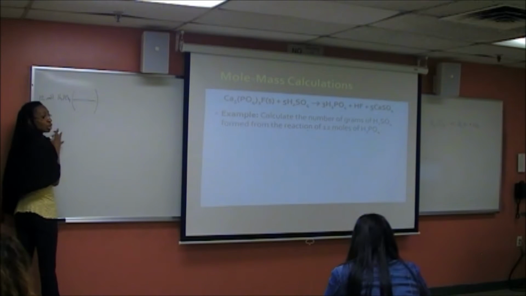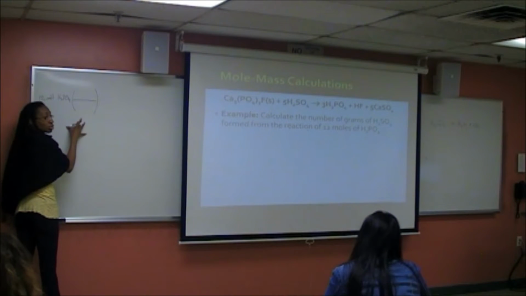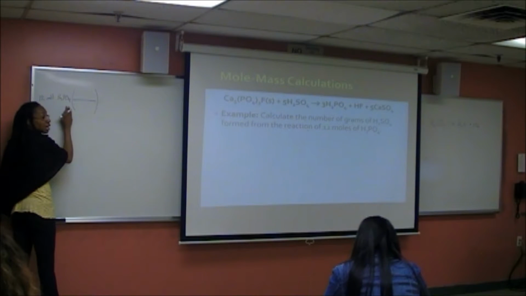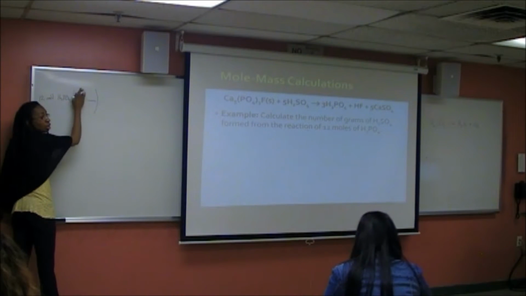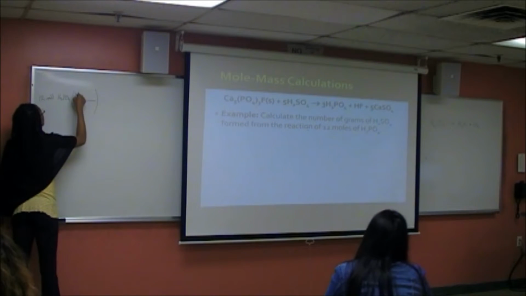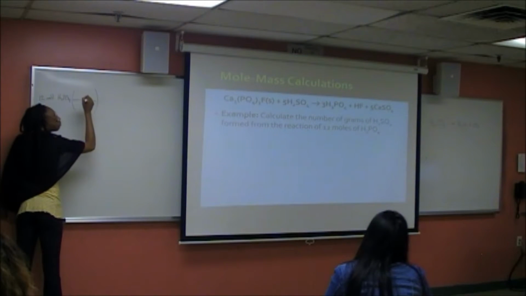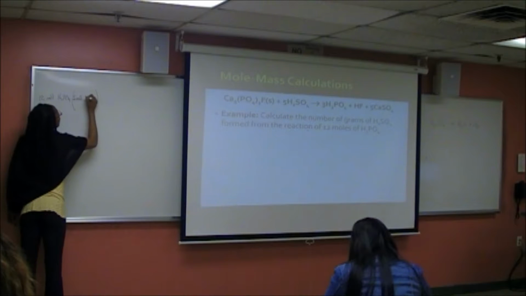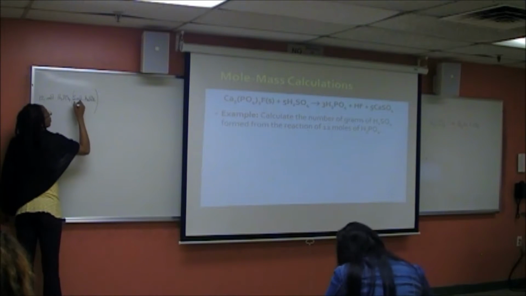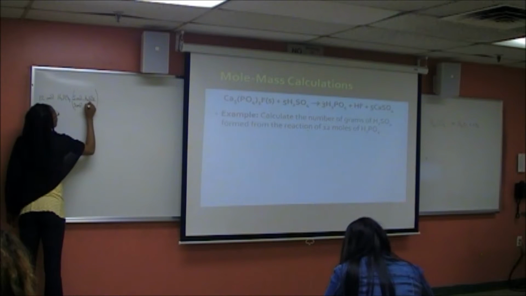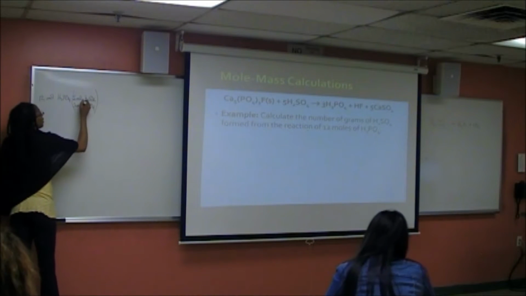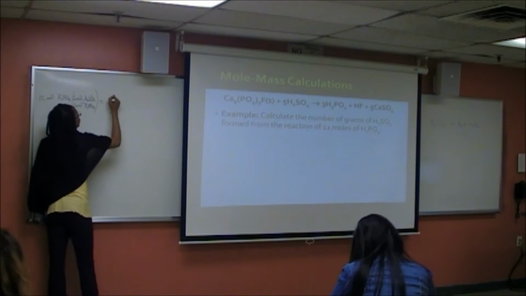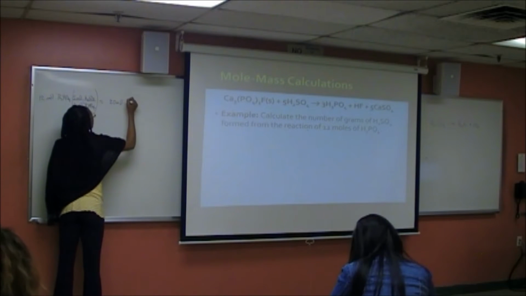How you get that? At this point, what do you need to do? You need to cancel out the phosphoric acid. The only way to cancel it out is to multiply by the ratio. What goes up top? 5 moles of sulfuric acid divided by 3 moles of phosphoric acid. Cancel this out, multiply across, divide by the bottom. What do we get? 20 moles of sulfuric acid.